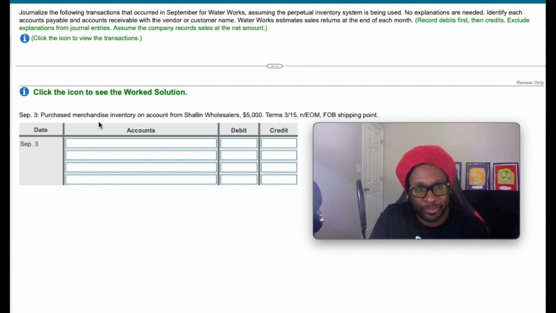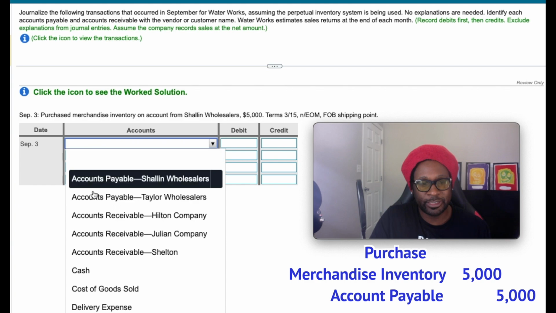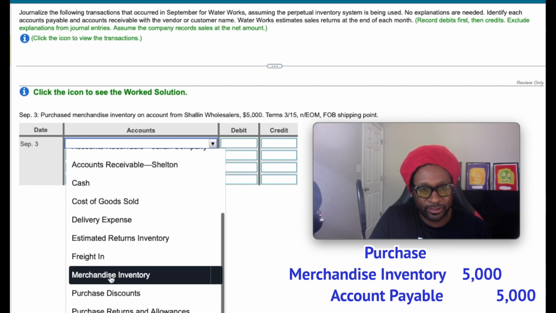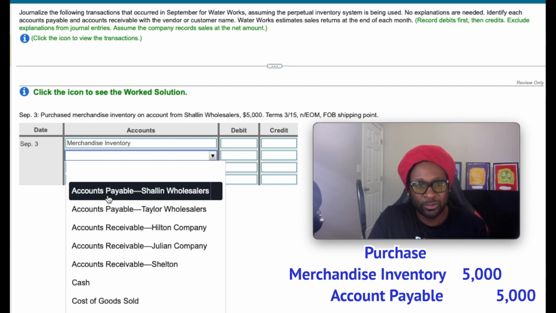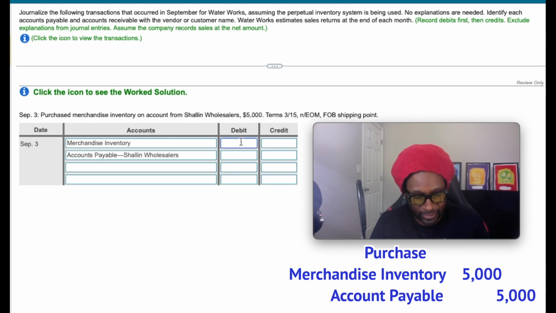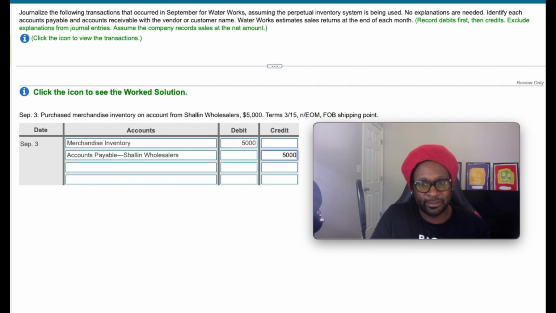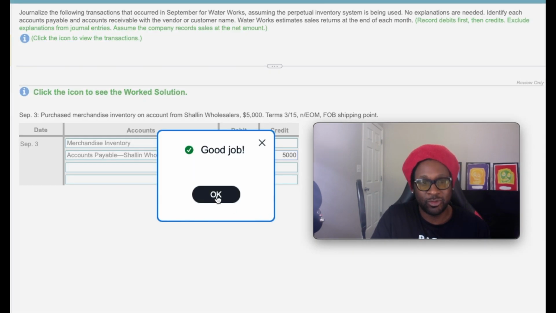So it tells us on September 3rd, we purchased merchandise inventory on account from Shaolin Wholesalers for $5,000. Terms $315 at end of the month. Free on board shipping point. Easy breezy, gang. So let's identify the keywords. We purchased some inventory on account. So we're on the purchasing side of inventory. Therefore, we're going to debit merchandise inventory and credit accounts payable Shaolin for the $5,000. We're going to check our answer. Good job, gang. Moving on.